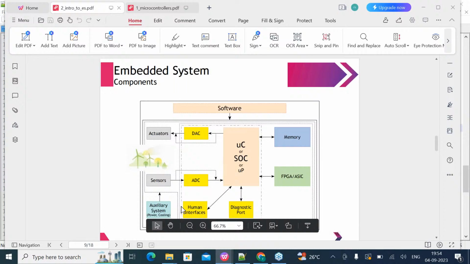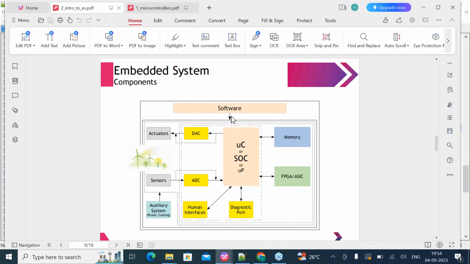See, human interface means, okay, or let me complete the last component. And then software is, don't forget, software is also a component of your embedded system. How you are going to program this microcontroller? By using the software. Understanding? So these are the few important components of the embedded system.